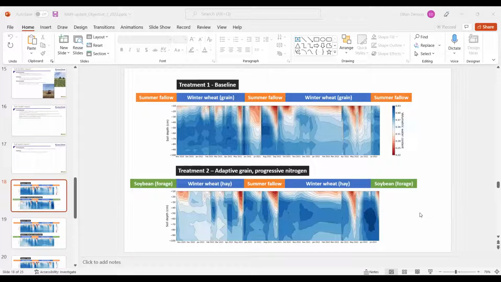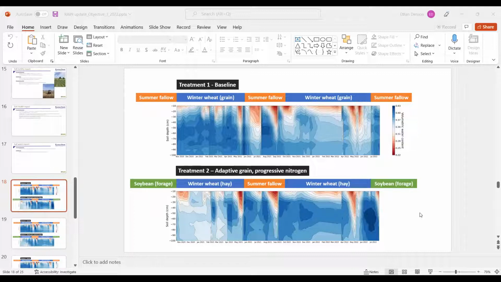Then we went into another winter wheat season. Again, you can see we start seeing the depletion as we go through the winter, and then at the end you see that very nice water uptake from the root zone. You can see that the water uptake happens in the top 80 centimeters or so, so we are capturing most of that water uptake from the wheat. There might be some roots going deeper. But something interesting happened here with the winter wheat for hay.